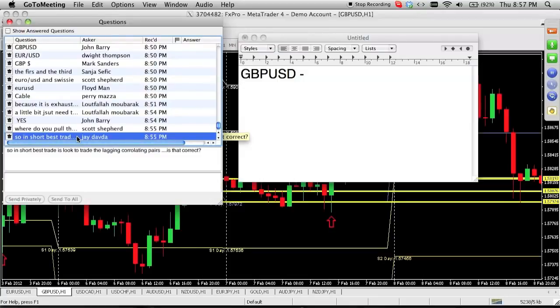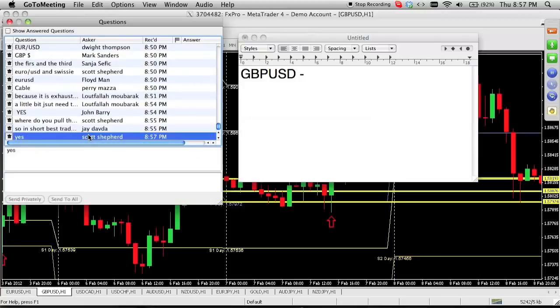But the lagging correlating pairs are the best pairs if you have a list like that, and if somebody asks you what is the best pair to take right now, and you want to be a hot shot, be like, I can tell you, take this pair. I got this. Okay?